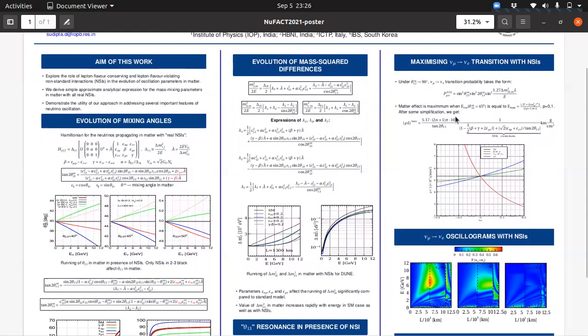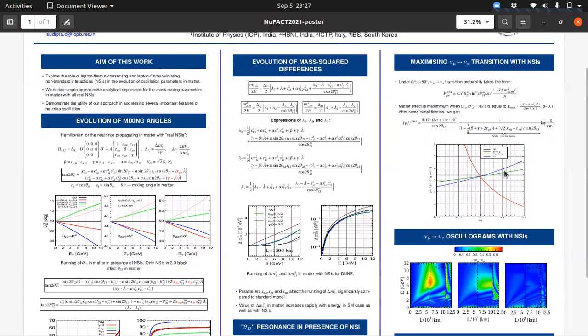Using this condition, we derive the expression for the baseline length and the corresponding matter density, which will give the maximum nu mu to nu e transition. Here, this term gives the correction that appears due to the NSI parameters. We have plotted this rho times L as a function of the strength of the NSI parameters.